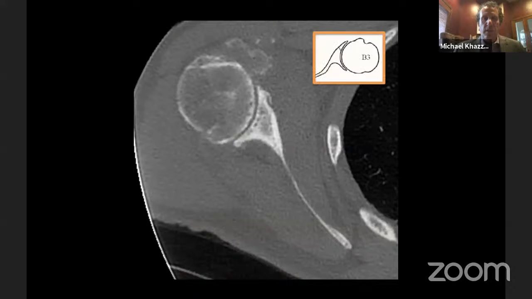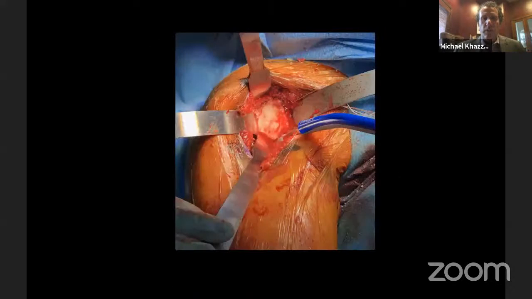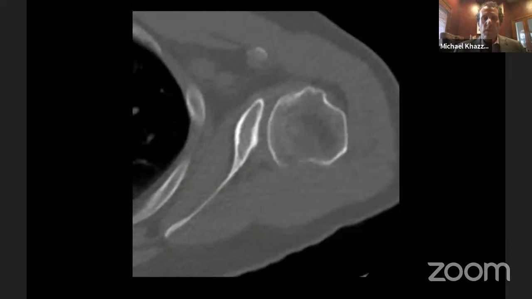And here's a B3. Similarly, now you can see the entirety of the glenoid is eroded, and you can no longer see that line of demarcation. Here's a classic C, where you can see the absence of the posterior glenoid neck.